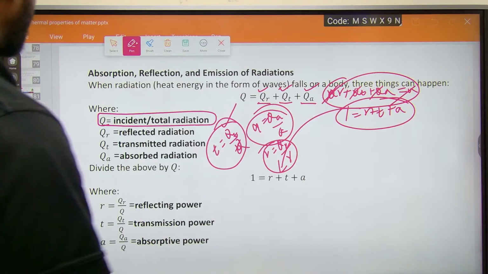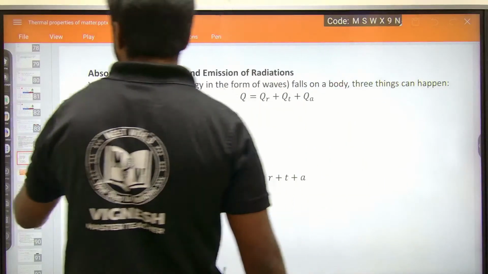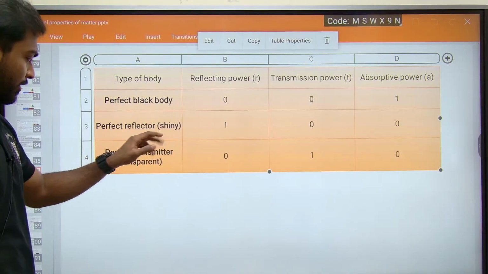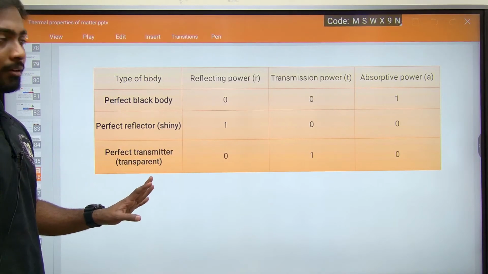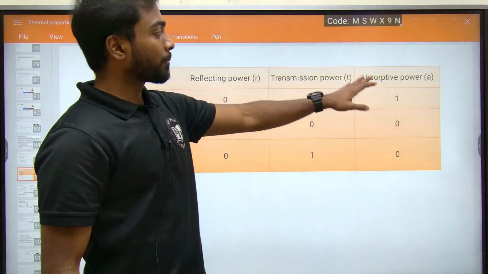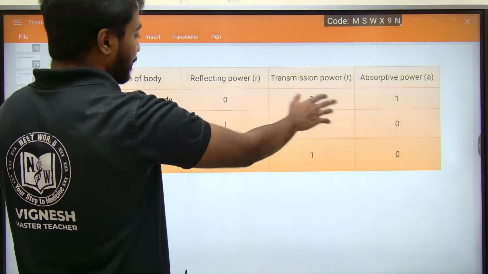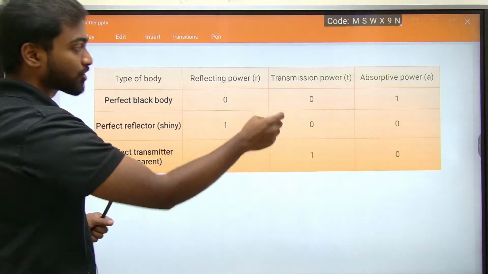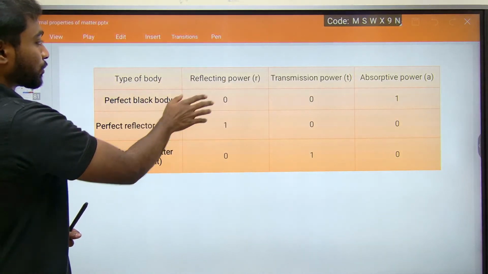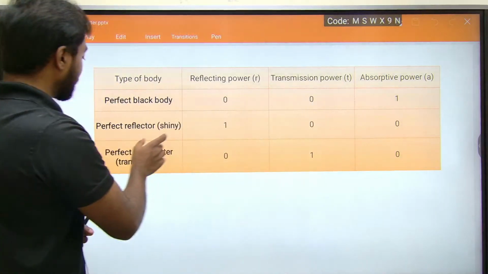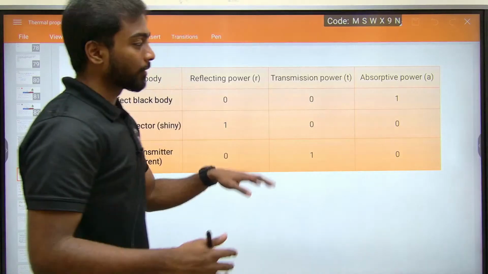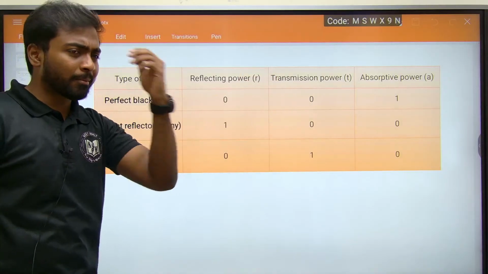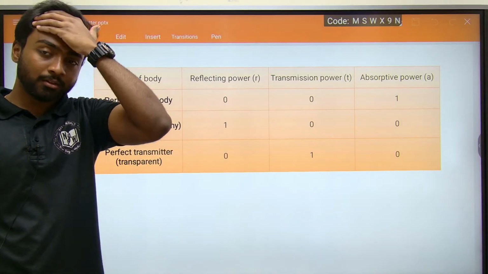I guess you have noted down the things. I'll give a simple tabular column, so observe carefully. Type of body: perfectly black body, perfect reflector, and perfect transmitter, with reflecting power, transmitting power, and absorption power. A perfectly black body absorbs everything, so it is 0, 0, 1. A perfect reflector reflects everything, so 1, 0, 0. A perfect transmitter is 0, 1, 0. If you remember this table, it is easy. Take a note of this.